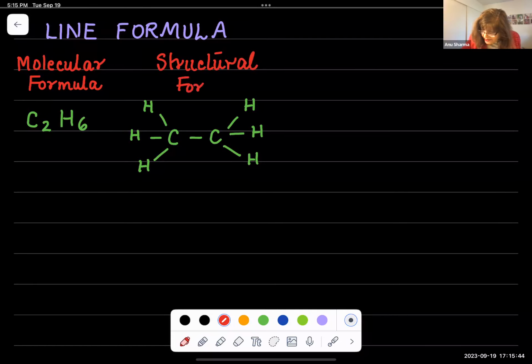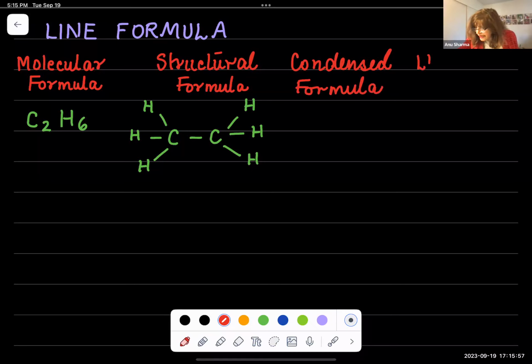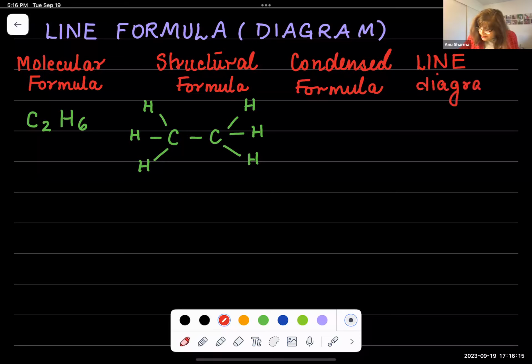Okay. And then comes the condensed formula. And we are going to write the line diagram or line formula. It's actually more commonly used as the diagram. Okay, so this is the line diagram of the same formula, or line formula, either way, it doesn't matter.